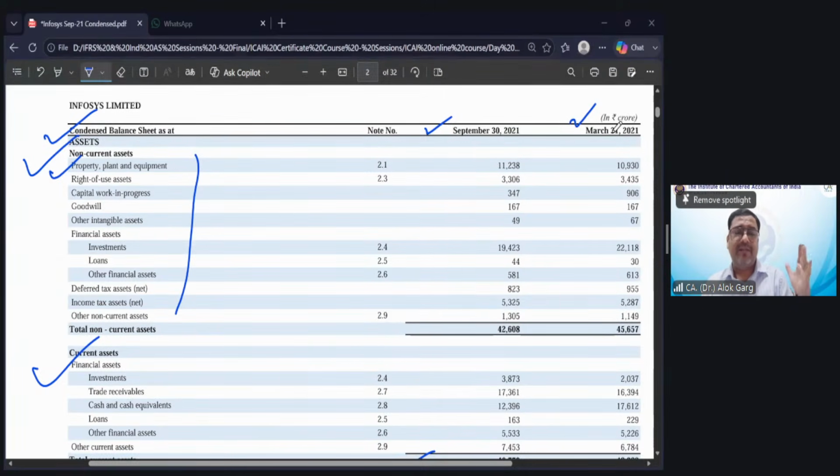Mr. Mukesh Ambani has a net worth of 5 lakh crore on 31st March 2026. He has earned 1 lakh crore for the quarter ended June 2026. What is the closing net worth of Mr. Mukesh Ambani as on 30th June 2026?